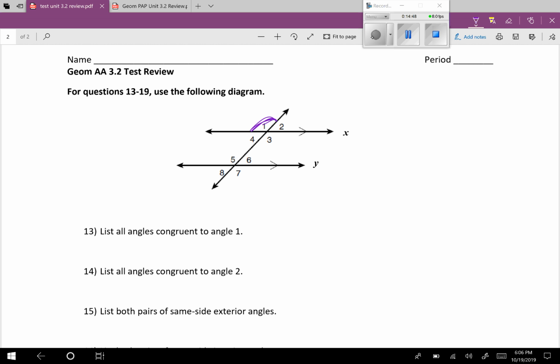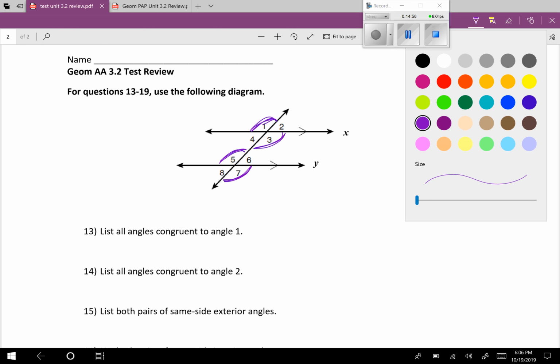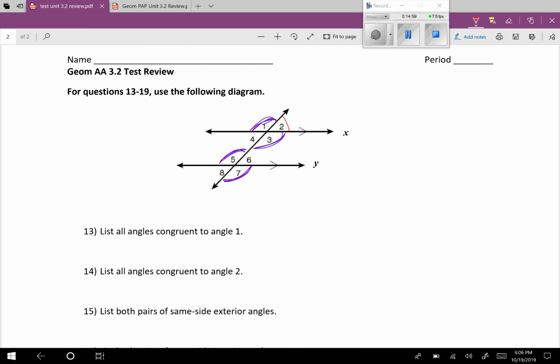So 1 and 3 are congruent, 5 and 7 are congruent, and we'll change the color here, do bright red. 2 and 4 are congruent, and 6 and 8 are congruent. So everything that's purple is the same size, everything that's red is the same size. So they say list all angles congruent to angle 1. So angle 1 is purple, so everything else that's purple is all congruent to angle 1. So that's angle 3, angle 5, and angle 7.